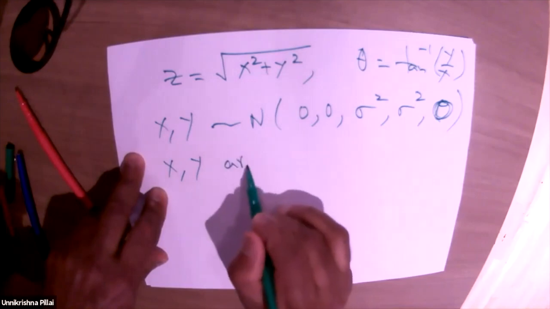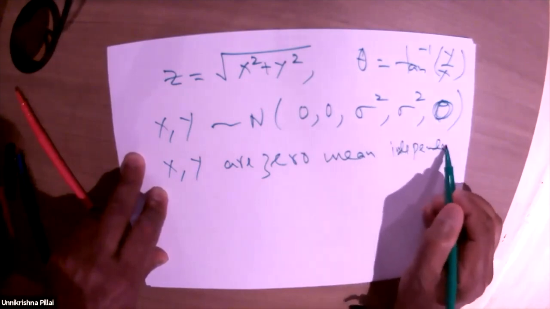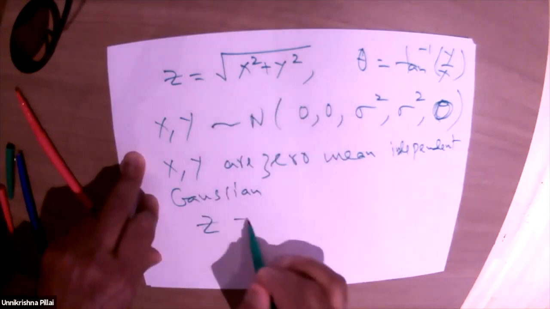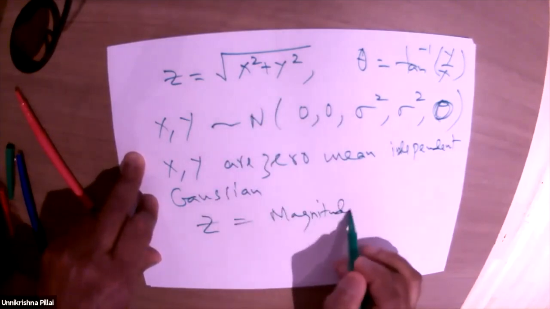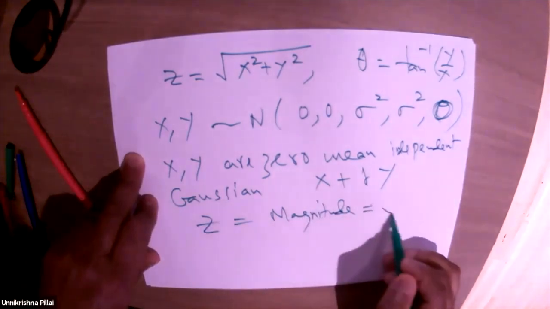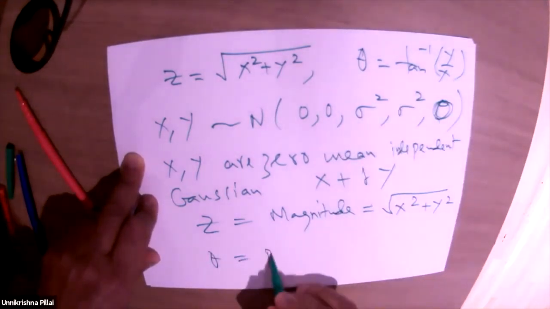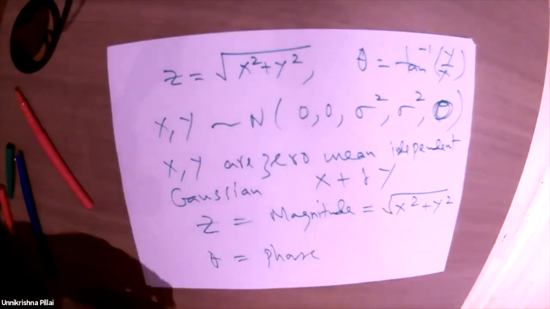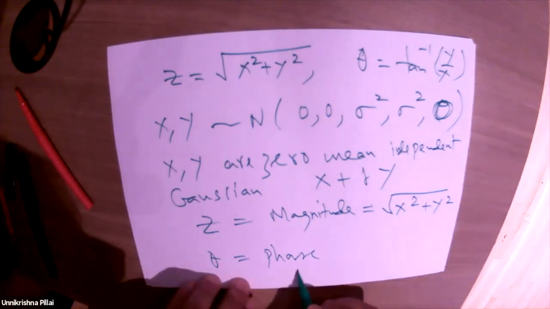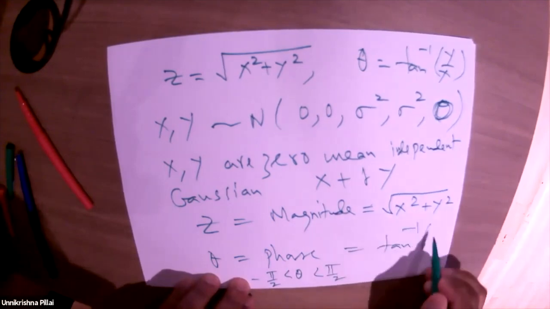In other words, X and Y are independent, zero mean independent Gaussian. So Z is the magnitude of the two random variables. If I write it as X plus jY, a complex Gaussian, then Z is the magnitude, that's the square root of X squared plus Y squared. And theta is tan inverse of Y by X, the phase. Tan inverse Y repeats, but the principal value is from minus pi by 2 to pi by 2.